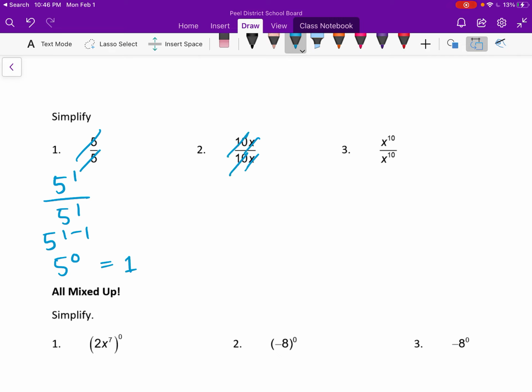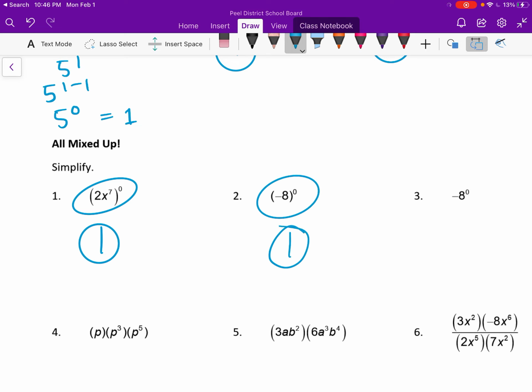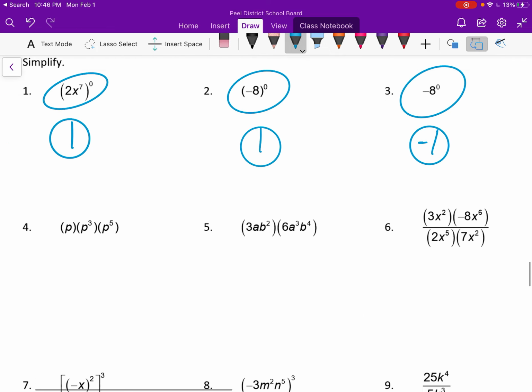These will cancel each other out. You'll be left with 1. Okay, so if I had this, because it's to the power of 0, 1. Because it's to the power of 0, 1. Because this is to the power of 0, 1. Negative 1. Right, because it's multiplied by negative.